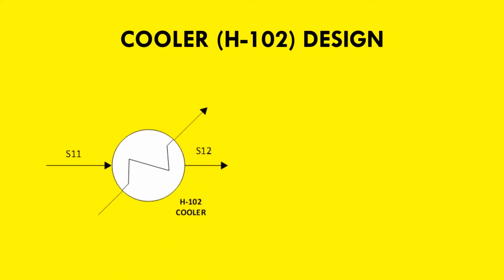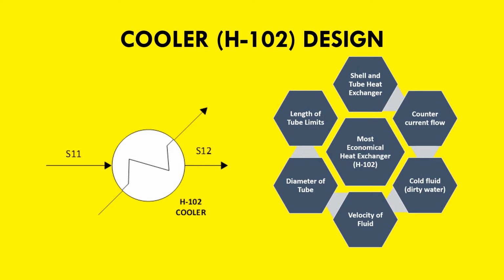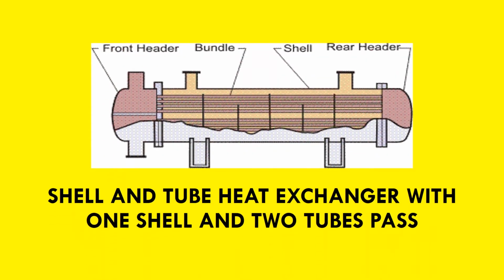In this integrated design, the heat exchanger assigned to our group is a cooler. The objective is to design the most economical heat exchanger unit from the available process parameters and conditions. In order to design the most economical heat exchanger, we have researched and obtained some useful information. We chose shell and tube with counter current flow as it is the most widely used in cooling systems. We set the cold fluid, and the diameter of the tube, the length of the tube limit and the velocity of the stream are assumed.